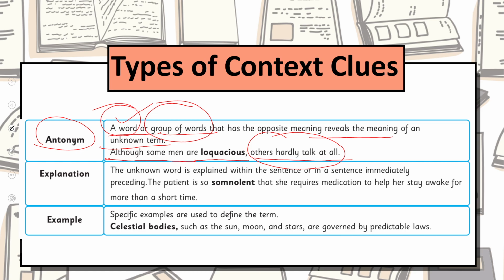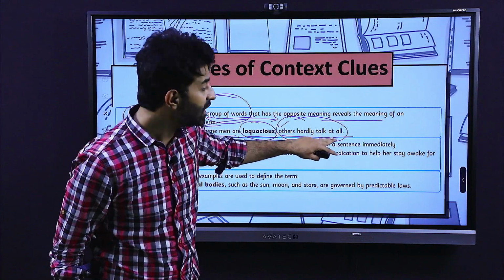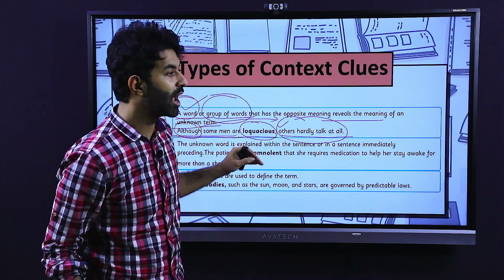It's an antonym. How do we know it's an antonym? Because of the word although. Although will tell us that now some opposite thing is going to come over here. Others hardly talk. They say some men are loquacious. What do you mean by loquacious? And others, on the other hand, are hardly talking. They are not very talkative. It means the word loquacious means somebody who talks so much. So this group of words leads us to the meaning of loquacious, right?